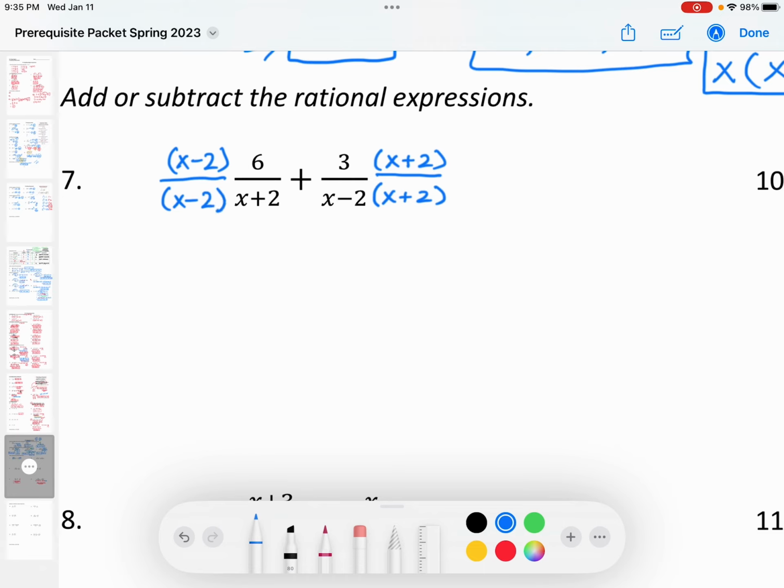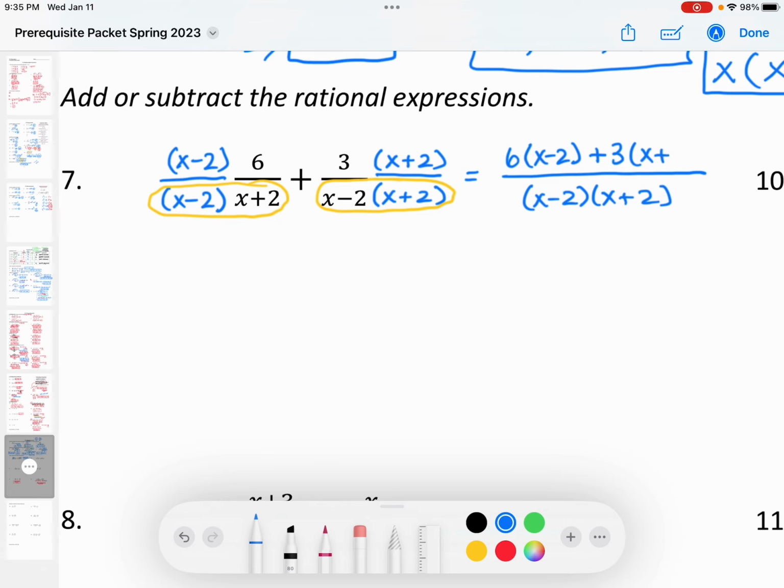Anyway, do you see what's going on now? Now I have the same denominator for both fractions. So we're going to have one big fraction with x minus 2, x plus 2 on the bottom. And on the top, we'll have the 6 with the x minus 2 plus the 3 with the x plus 2. And then we'll just distribute and simplify on the top there. The moral of the story is we're trying to get a common denominator when we're doing the addition and subtraction ones.